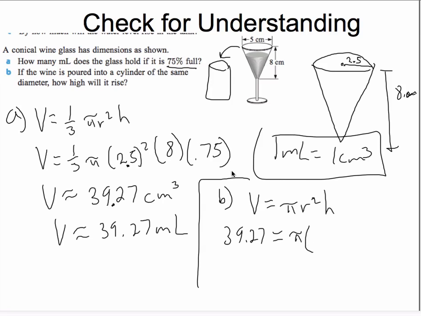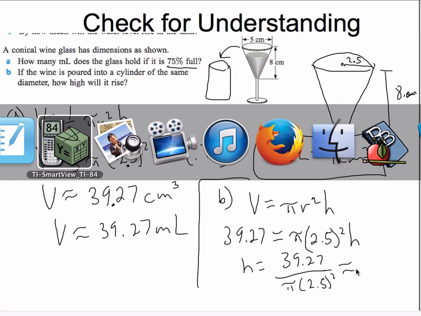The diameter of the cylinder is going to be the same, so the radius is the same. It's going to be 2.5 squared. And we don't know the height at which the wine will go up to. Okay, so we can solve this equation. Actually, height is going to be equal to 39.27 divided by pi times 2.5 squared. Okay, so we work that out, we can work out the height of the cylinder.